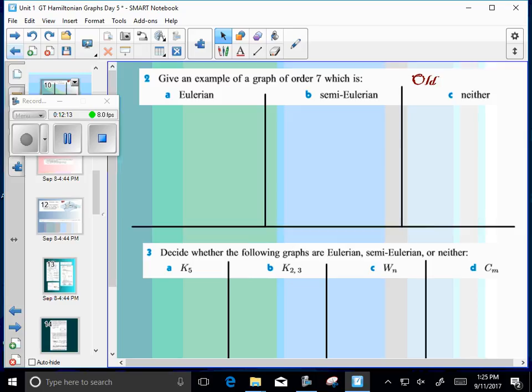Just a quick reminder, Eulerian means that all the vertices are connected by an edge and they end up at the beginning. What's semi? All edges end up somewhere else. That's it.